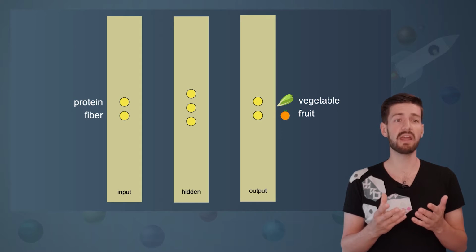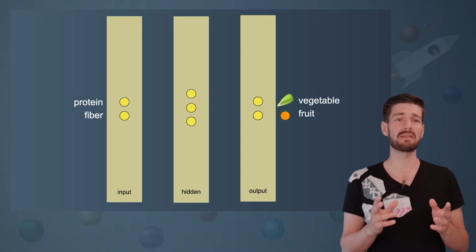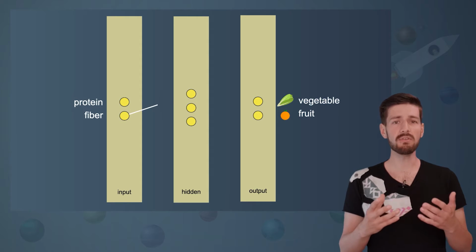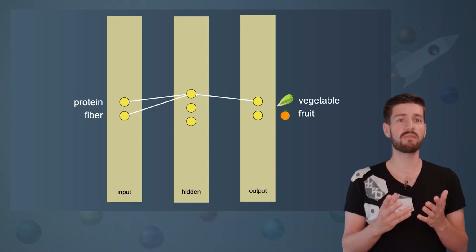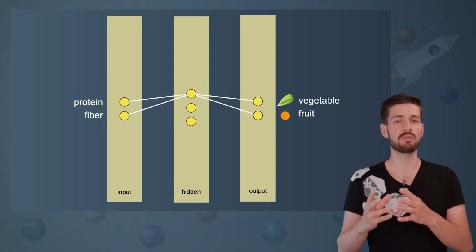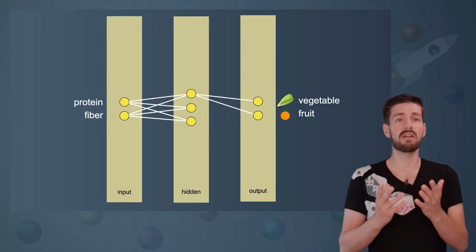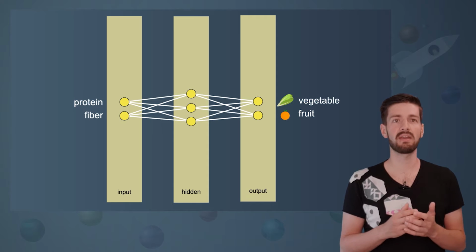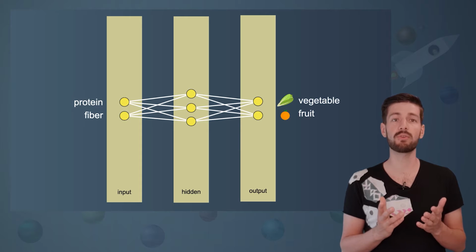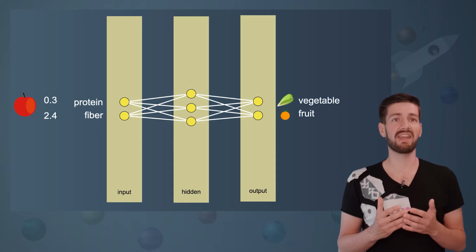But we can also add some layers in between, which we call hidden layers. Input and output layer are still connected, but the hidden layer allows us to cover more complex relationships. The neurons behave like the single neuron we looked at before, with one exception. The output of one layer's neurons serves as input to each neuron on the next layer. Of course, this is true for every neuron in every layer. Let's now feed an apple with 0.3 grams of protein and 2.4 grams of fiber into our network. The input is given to each neuron of the next layer, the hidden layer.